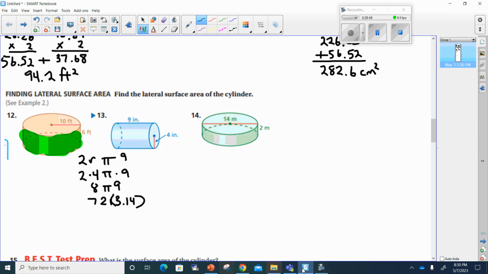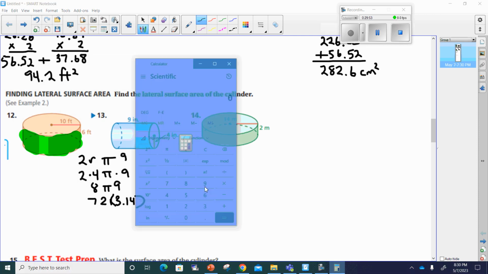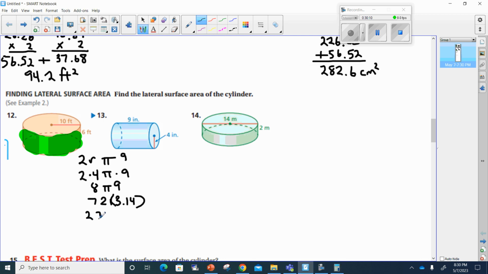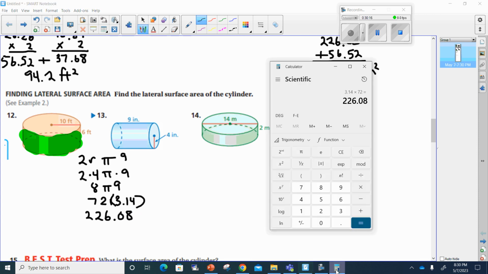Let's try that. Looks like I got my calculator taken away there. There we go. So we're going to take 3.14 and multiply it to 72. That's going to equal 226.08. I'm going to double check to see that's what was on my calculator.